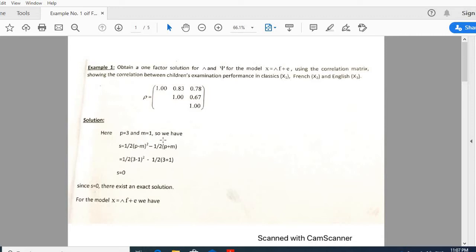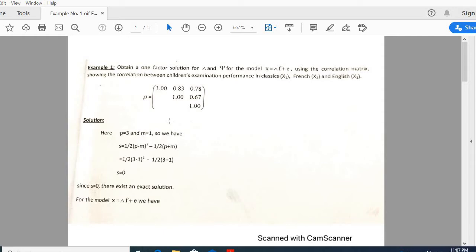As you know well, the diagonal elements of a correlation matrix are always unity, and all off-diagonal elements are less than or equal to 1. The solution is given here. Here p is equal to 3, that is the number of variables: classics, French and English. And m is equal to 1, that is the factor, examination performance. So s is equal to 1 over 2 into (p minus m) whole square minus 1 by 2 into (p plus m), which is equal to 0.